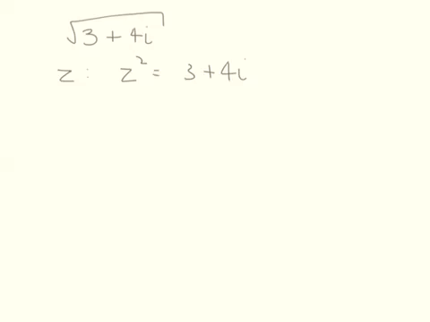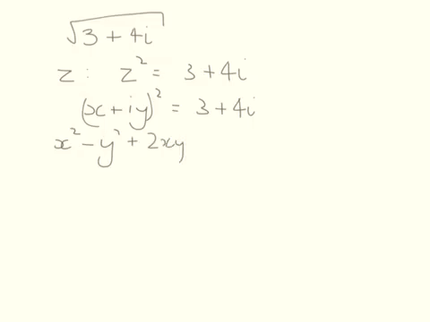Now, because we know that z is x plus iy, then I can replace that with (x plus iy) squared equals 3 plus 4i. Expanding the left-hand side, the real part is x squared minus y squared, then the imaginary part is 2xyi, equaling 3 plus 4i.